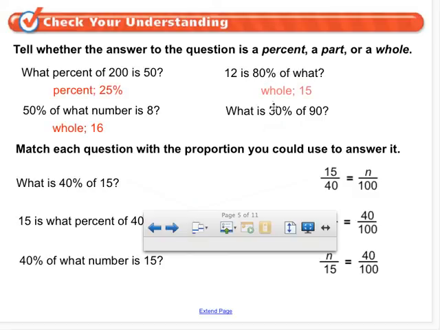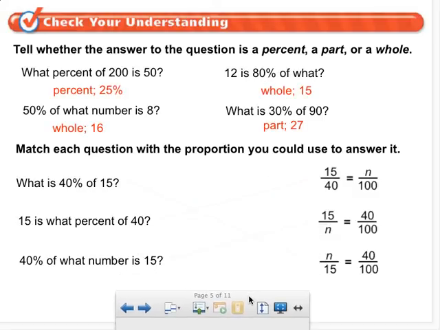We need to match these up. This is kind of the setup. What is 40% of 15? Which of these proportions does that match to? Who's got that one? Which one does this match to? Which proportion? First, second, or third? Trinity? The third, you're correct.